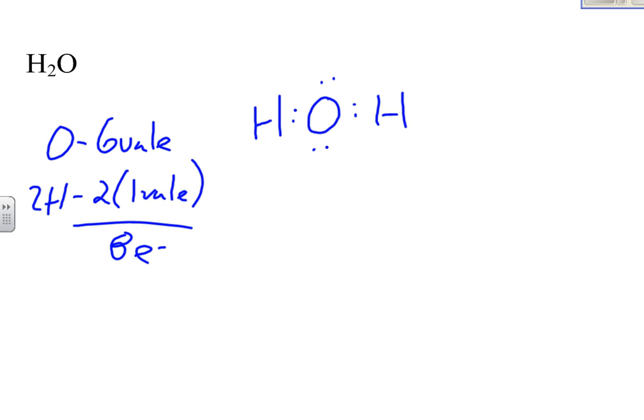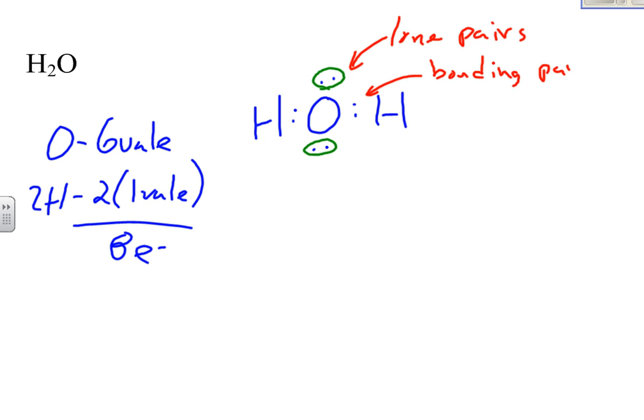Now, one of the things I like to do, and this is just for the lone pairs, the pairs that are on the central atom, is draw circles around them just to remind myself that they're there. These are called lone pairs. And these are called bonding pairs. And then the last part of this one is, does the central atom have fewer than an octet? No, it doesn't. So we're all good, right? So we're done with the dot structure for water.